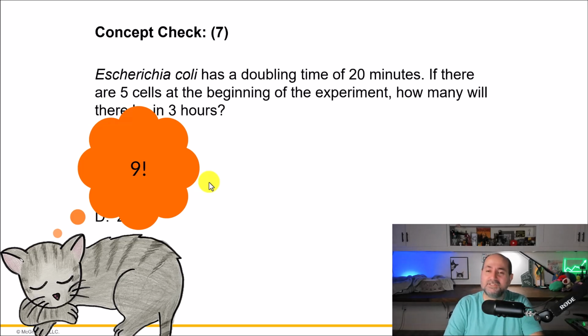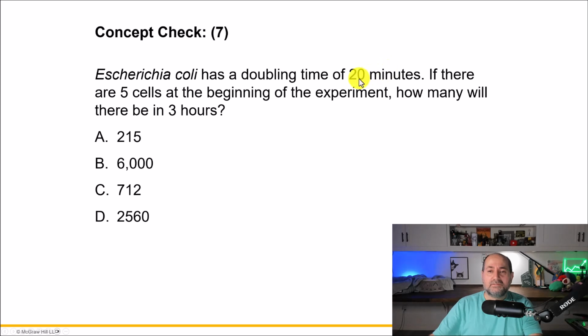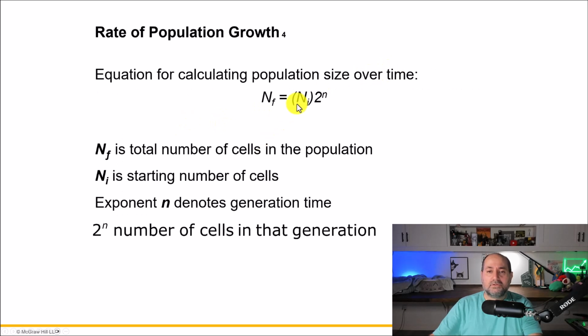That's right. Wicket is always 9, right? 9 20-minute blocks within 3 hours. So 5 times 2 to the power of 9 is your answer.